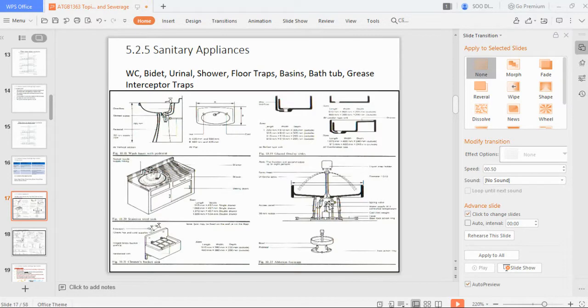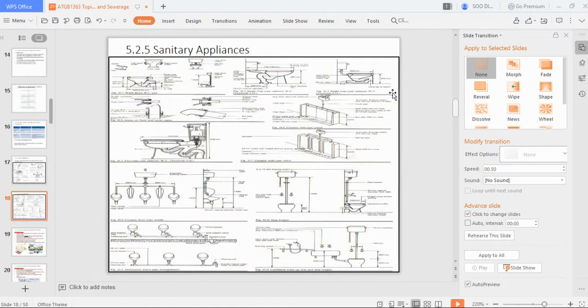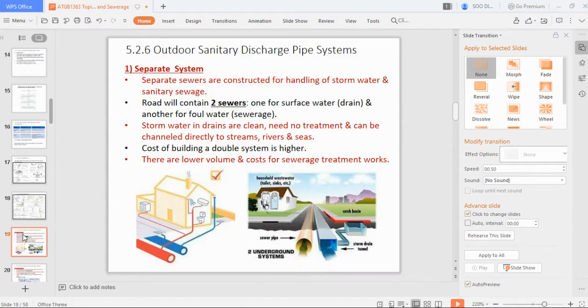So this is a figure or picture to show you the basin, different types of basin, and WC. So you'll be able to see a cross section of your WC based on this picture.